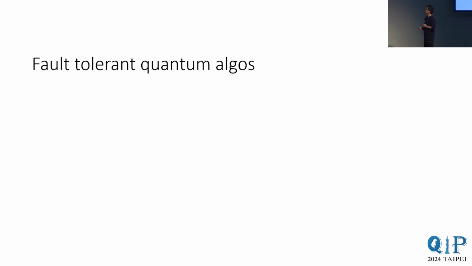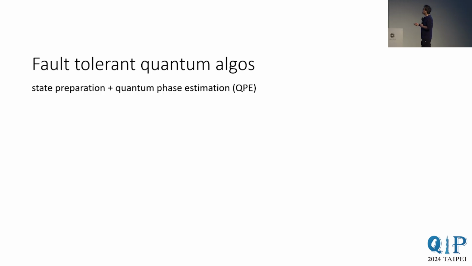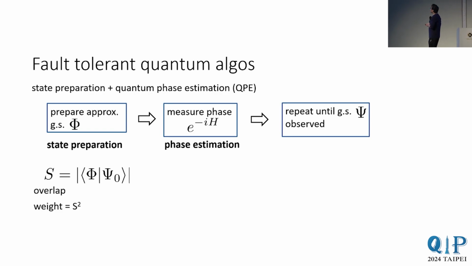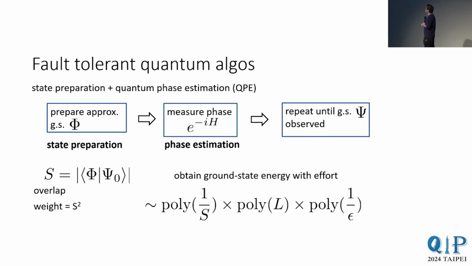So in fault tolerant quantum algorithms, I'll just say they have this general structure: you prepare the state, you measure the phase. They have some complexity like this. There are many types of fault tolerant quantum algorithms, not just phase estimation, but they always have this type of complexity, where you have a polynomial in the inverse precision, a polynomial in system size, and a polynomial in some quantity that looks like the inverse of the fidelity in the beginning.